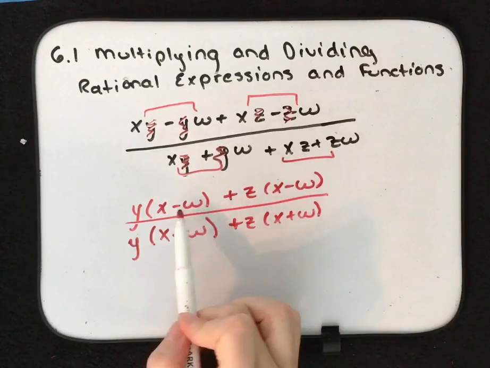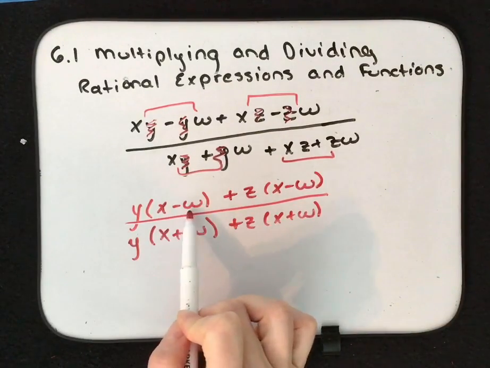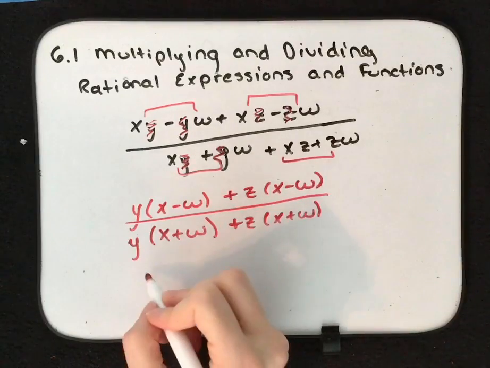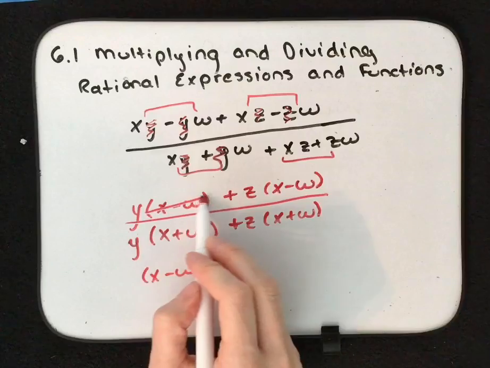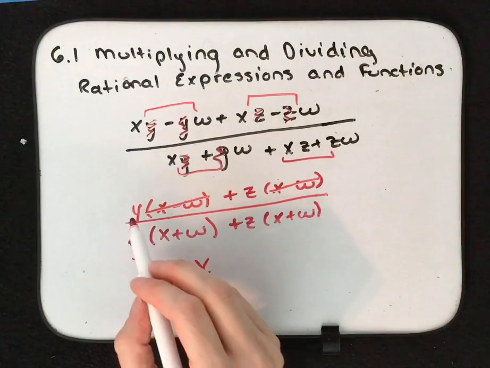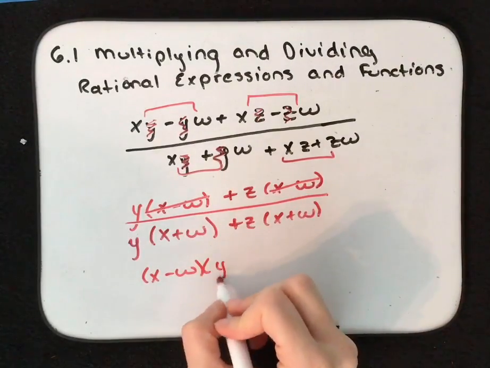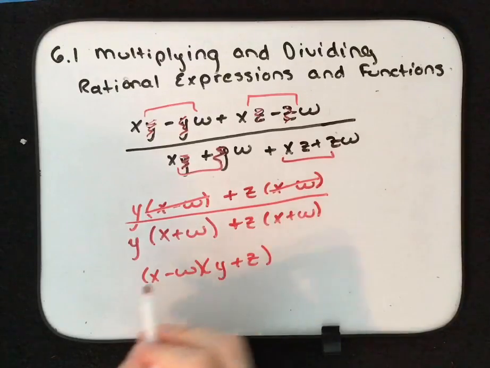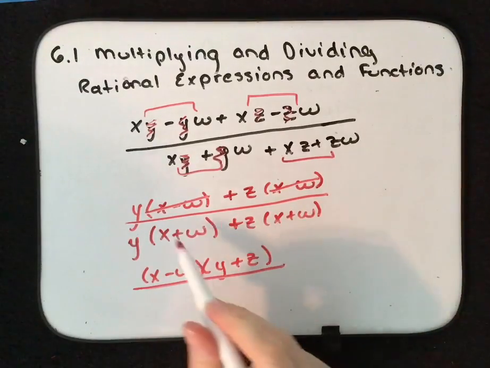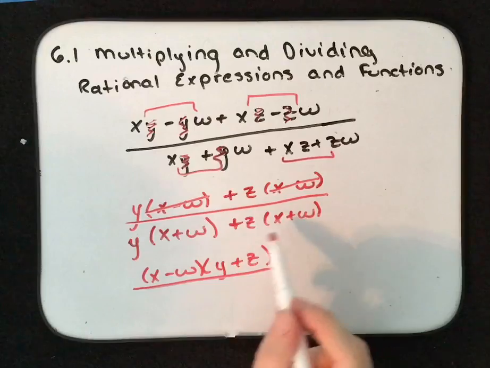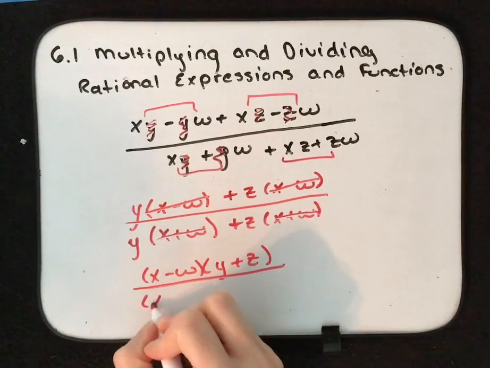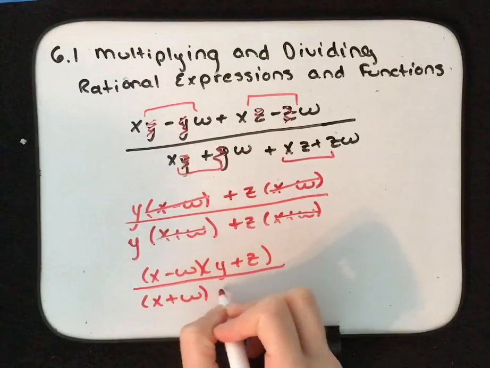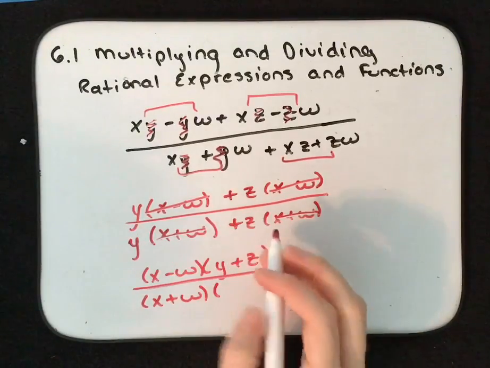Now we need to see what's in common from the top. I have x minus w, x minus w. So if we pull that out, I've pulled out this piece, I've pulled out this piece, y plus z is left over. And on the bottom, what's in common? We have that x plus w in common. So if I pull out x plus w, I have left over y plus z.